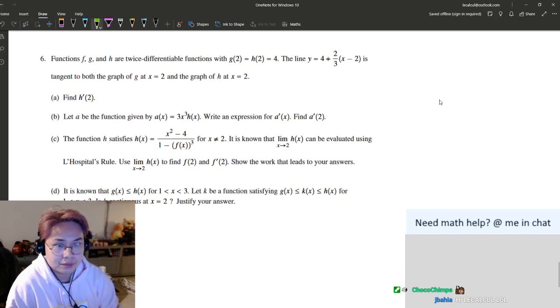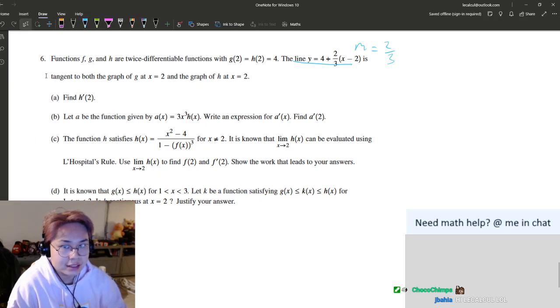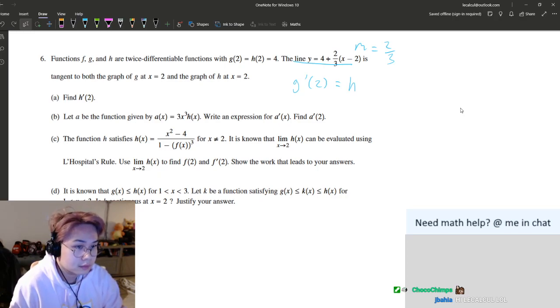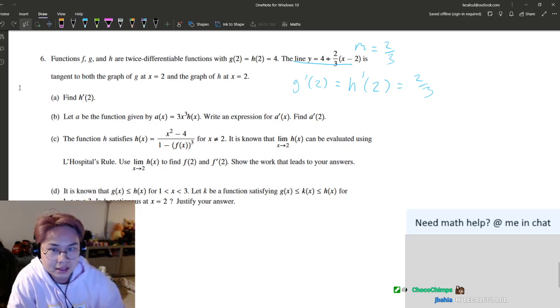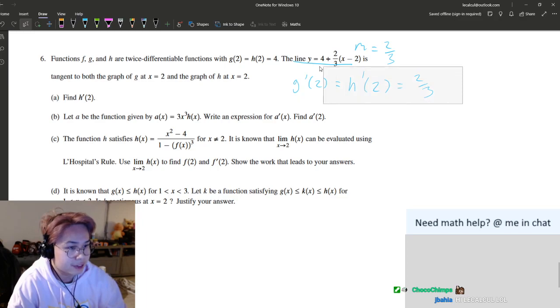Okay, so before we even get started, this line, which has a slope of 2 over 3, this is going to be tangent. In other words, the tangent slope of g and also h at 2 is the slope of this line. So let's just keep that in mind as we go forward. Okay, so let's see. Find h prime of 2. Well, there you go. It's 2 over 3.